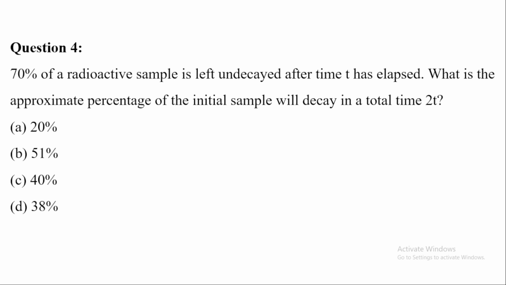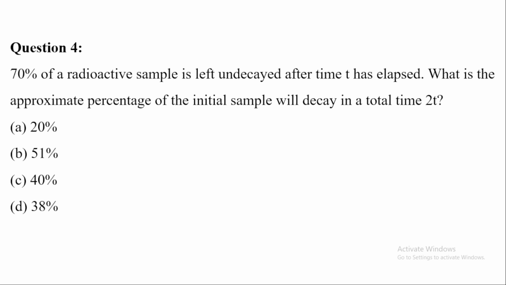70% of a radioactive sample is left undecayed after time t has elapsed. What is the approximate percentage of the initial sample that will decay in total time 2t? So in time t, 70% of the sample is left undecayed. That means only 30% has decayed in time t. Now we have to find the percentage that is decayed in time 2t.